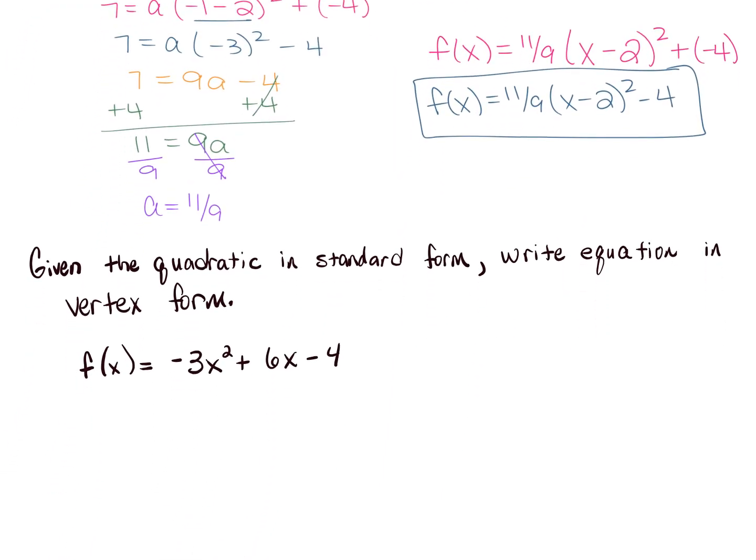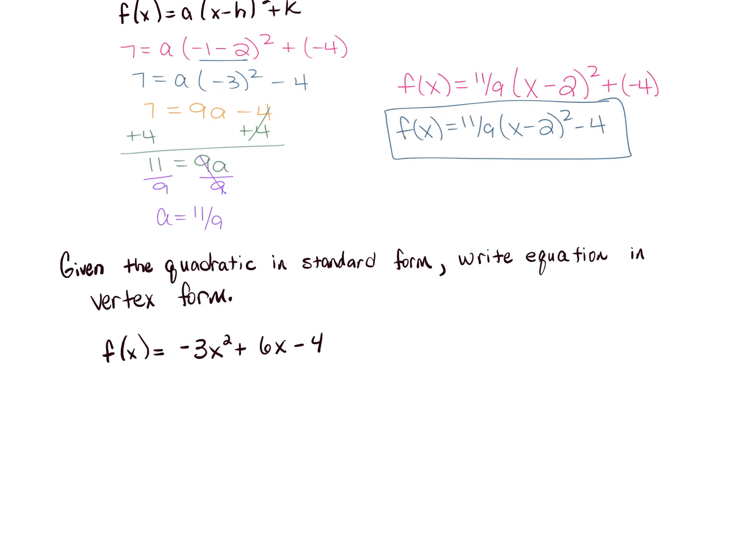For your last question, it tells you, given the quadratic in standard form, write the equation in vertex form. So you're going from standard form to vertex form. Use the formula that's in the beginning or the one above this to give yourself the vertex form. Your a from this is -3. B is 6. C is -4. We said to find your vertex, you need to find h, which is -b over 2a, and k, which is c minus b squared over 4a.